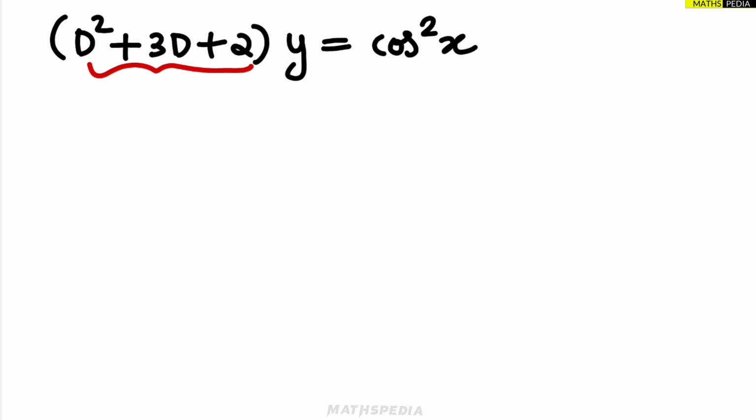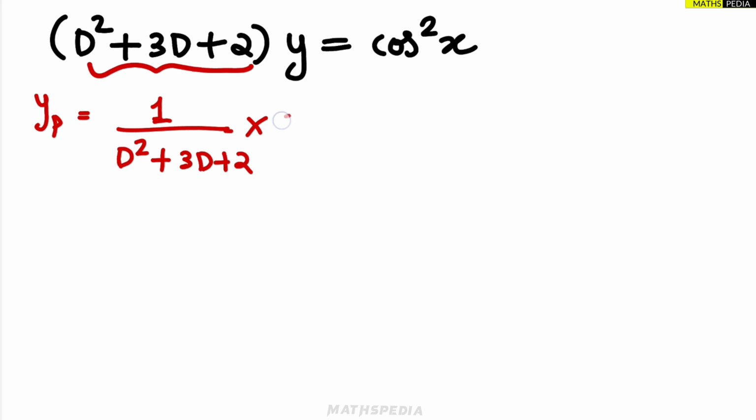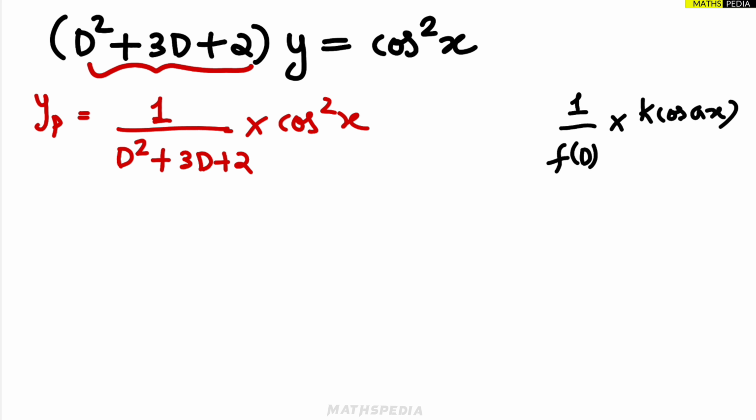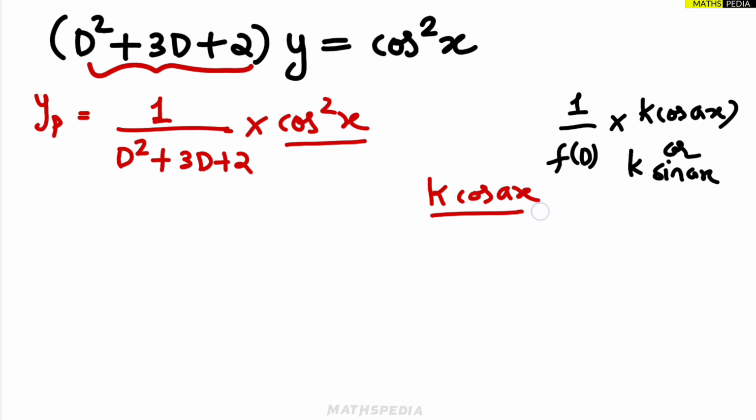In order to form yp, it's quite simple. What we have to do: 1 divided by the function of d, which is inside the bracket, d square plus 3d plus 2, into the function sitting on the RHS, cos square x. Only one function is there, so directly, the meaning of this is, you take 1 by the function of d, whatever is inside the bracket, into the RHS part, or the function sitting on the RHS, which is k cos ax you can write, or k sin ax you can write. This form we have already studied, right? Now since it is not in the form of k cos ax, we'll try to bring it into this form.